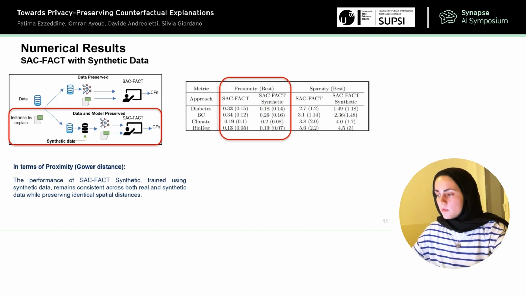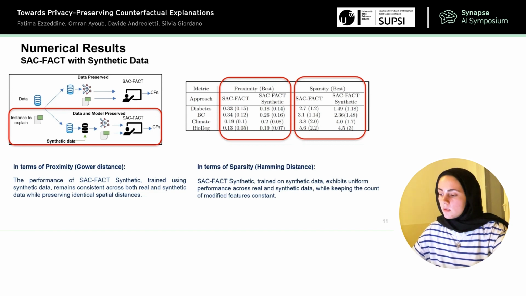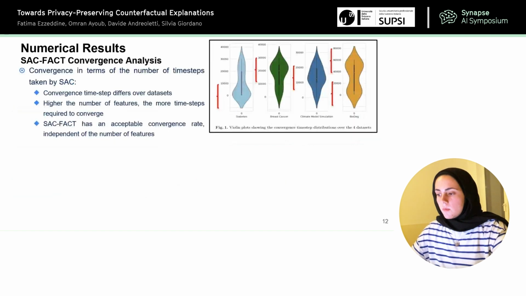In terms of SAC-FACT in the scenario of data and model preserved, we can see that the results in terms of proximity have remained consistent across both the real and the synthetic datasets, while preserving the identical spatial distances. Also, in terms of sparsity, we can see that we have remained consistent in the number of features that are being modified in the counterfactual explanation. This means we have preserved the quality of the explanations with the synthetic datasets.